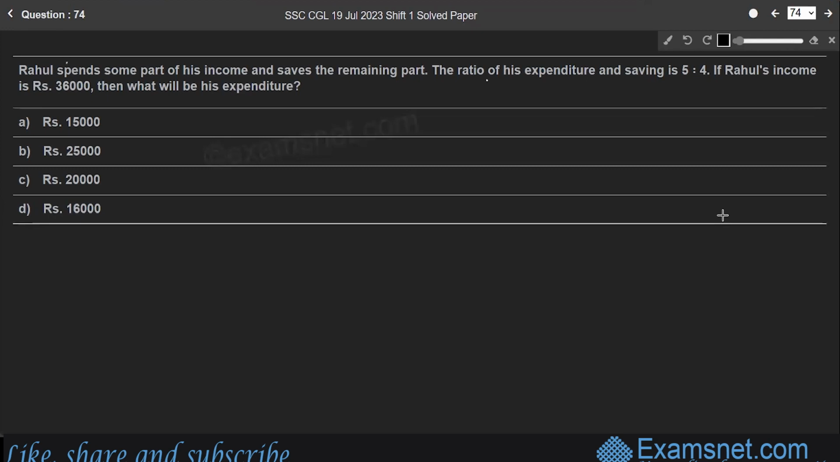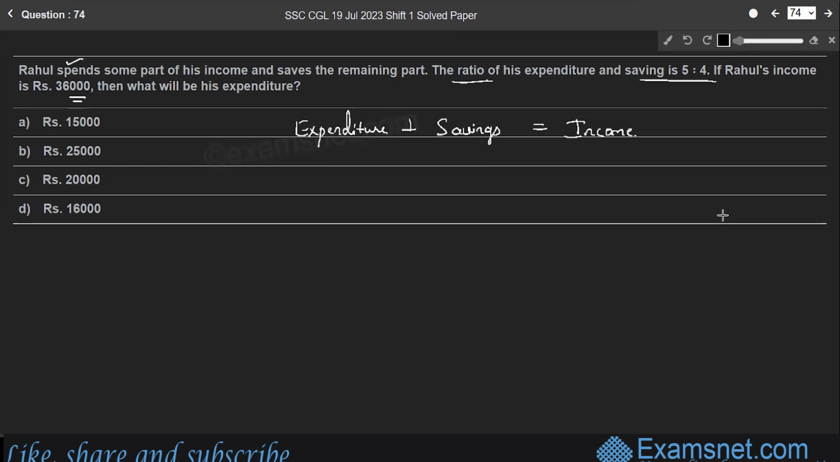Question 74. Rahul spends some part of his income and saves the remaining part. The ratio of his expenditure and savings is 5:4. If Rahul's income is 36,000 rupees, then what will be his expenditure? We know that savings plus expenditure is equal to income, right? So we'll take expenditure plus savings is always equal to income.